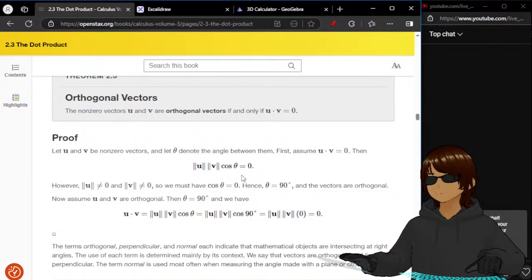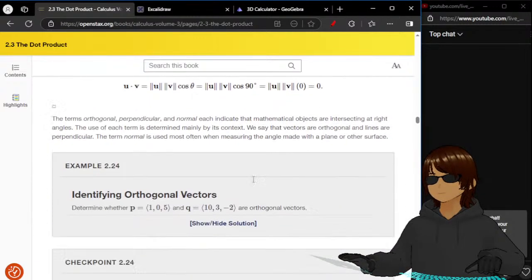We get this. And let's assume u and v are non-zero, so they will have a magnitude. So we must have cos theta is 0. Hence theta is 90. Therefore, the vectors are orthogonal. Now assume that the vectors are orthogonal, then theta would be 90, and then we would have u dot v is 0.